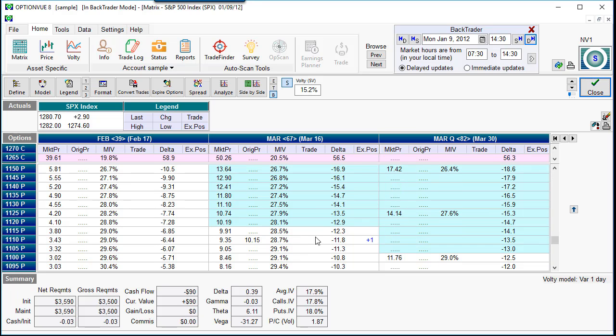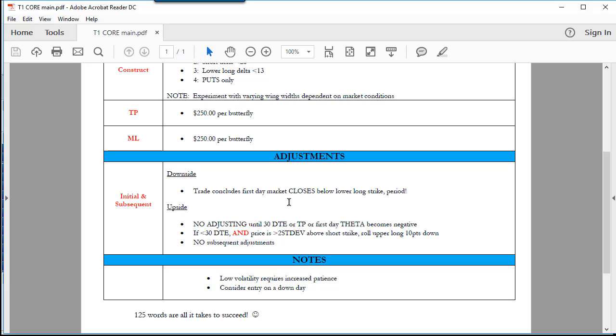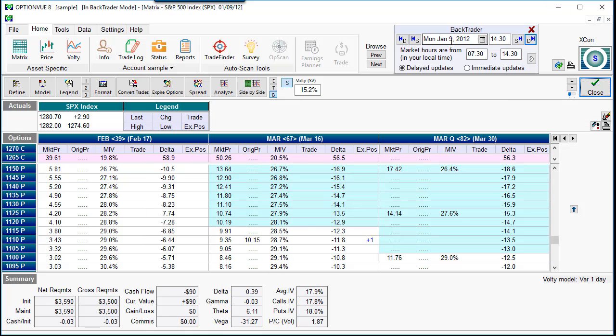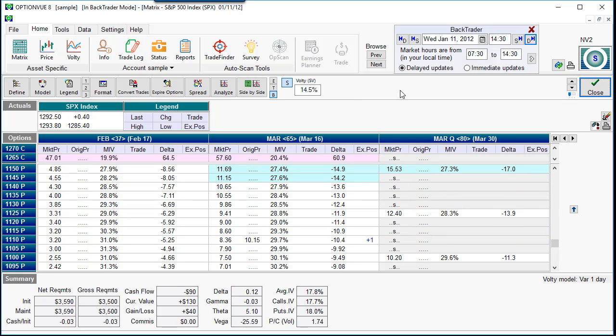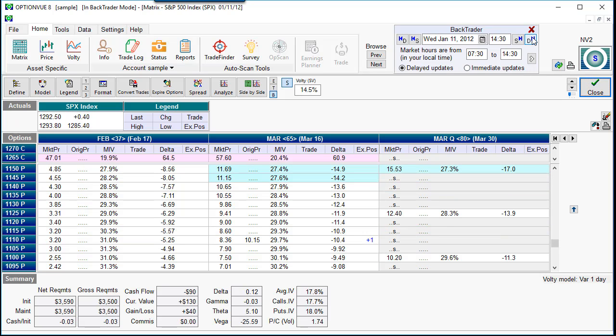We have not hit target profit. We haven't closed under that lower long wing, all right? Hasn't closed below the lower long strike. We haven't reached our 30 days to expiration. We haven't hit our take profit, and our theta has not become negative yet. So in the beginning, you really don't need to do anything for the first several days while the trade is building. All right, so we'll just look at this again, nothing to do.